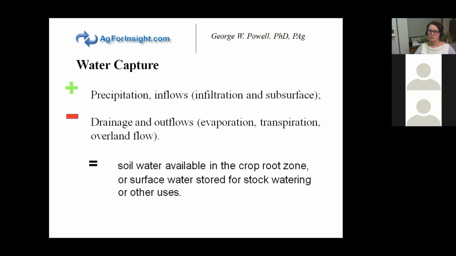So water capture, the soil water that's available in the crop root zone or surface water stored for stock watering and other uses, is really just the difference between your precipitation and other inputs, be that surface flows or subsurface flows, minus the drainage and outflows. Outflows could be in the forms of evaporation, transpiration, or overland flow.